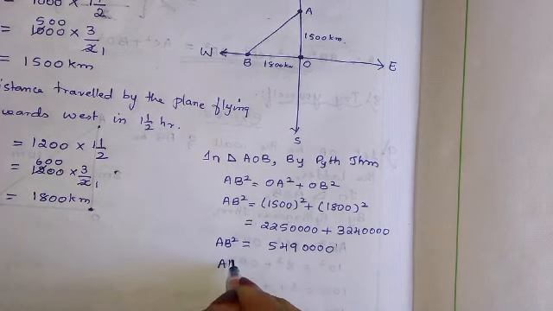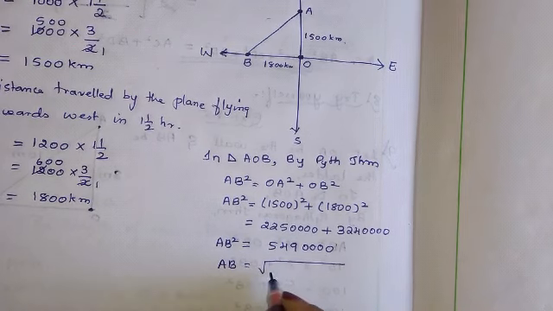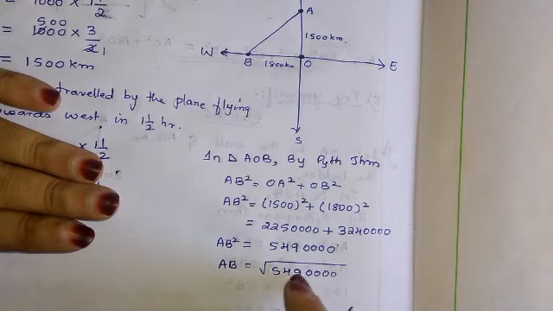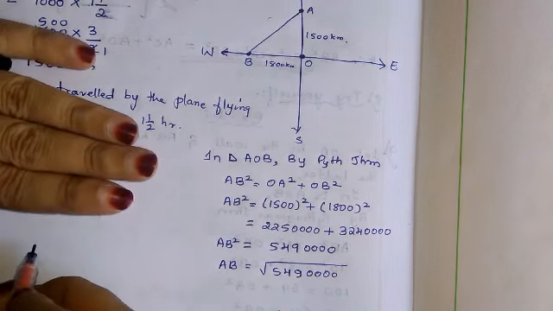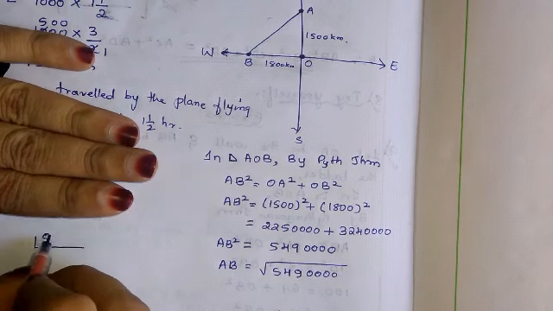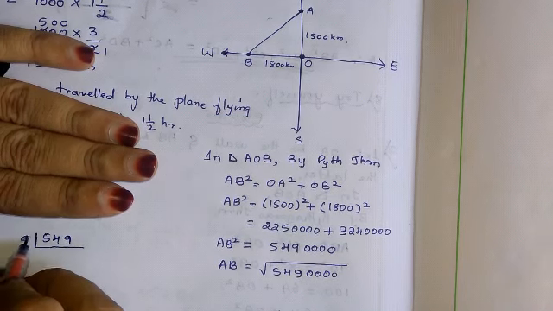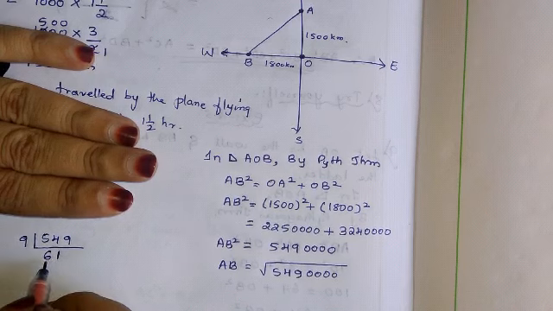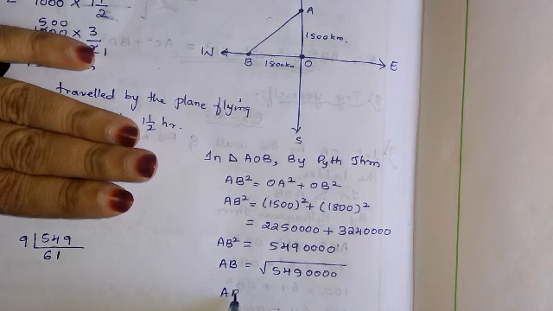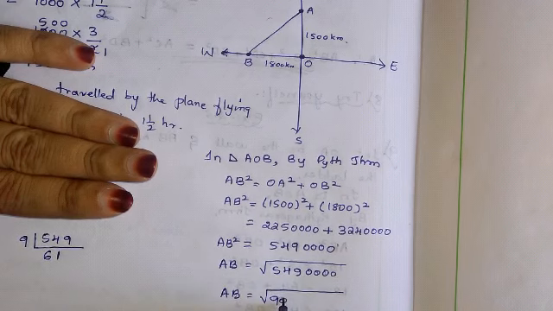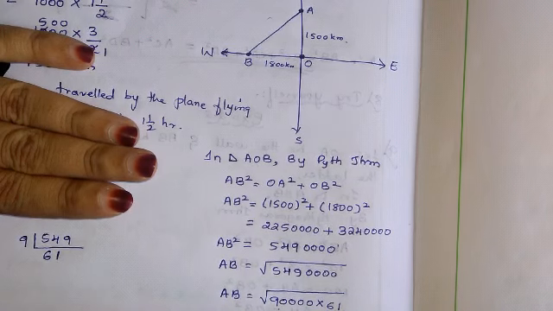Now AB is equal to, square will become root, 549. So let us see this 549. How are we going to get root of 549? We need to find a perfect square. We know 9 table it will go. 9 6s are 54, 9 1s are 9. Now 61 is a prime number, it won't go in any table. So AB is equal to root of 9 into 61 into 10,000.